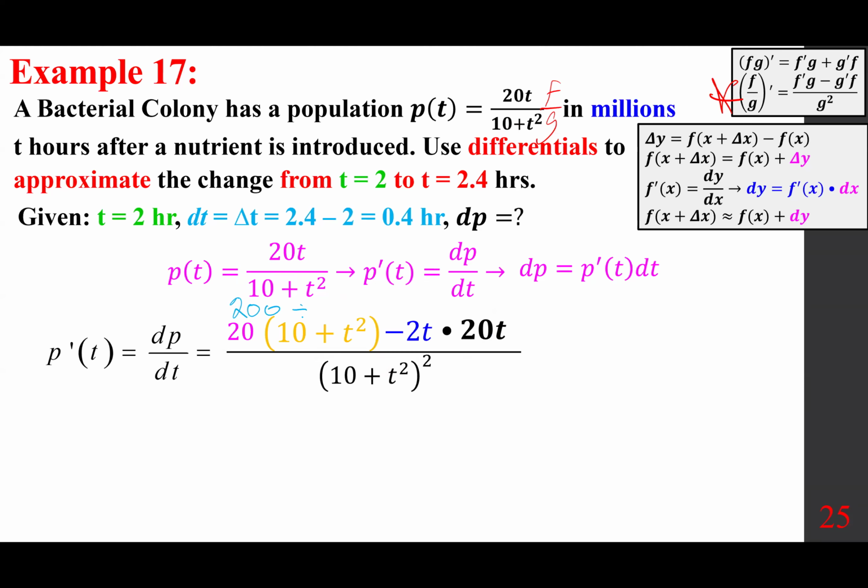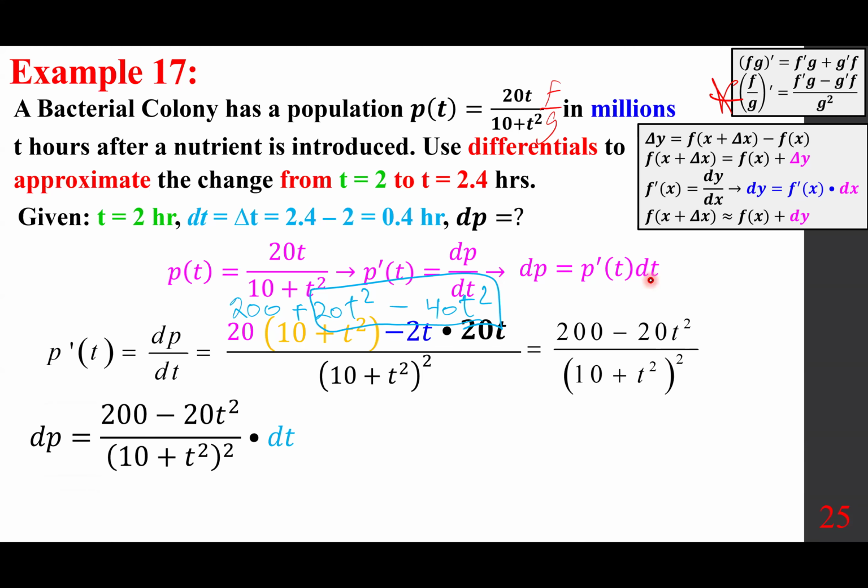(200) plus 20t squared minus 40t squared. These two combine into negative 20t squared. And what is dp? dp is exactly the same thing times dt, everybody, times dt.